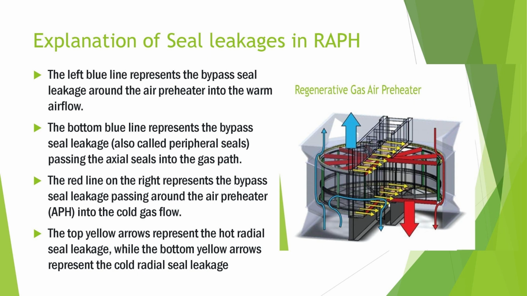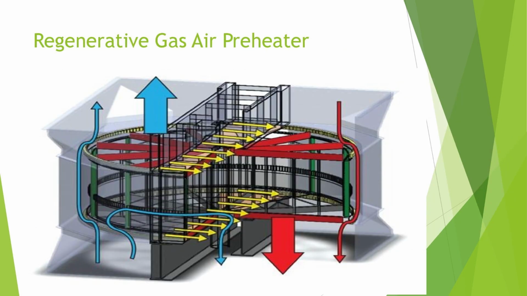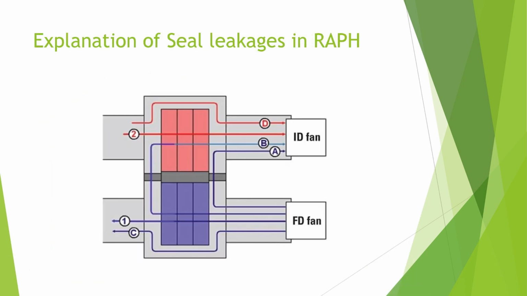Explanation of seal leakages in RPH. The left blue line represents the bypass seal leakage around the air preheater into the warm airflow. The bottom blue line represents the bypass seal leakage, also called peripheral seals, passing the axial seals into the gas path. The red line on the right represents the bypass seal leakage passing around the air preheater aft into the cold gas flow. The top yellow arrows represent the hot radial seal leakage, while the bottom yellow arrows represent the cold radial seal leakage.